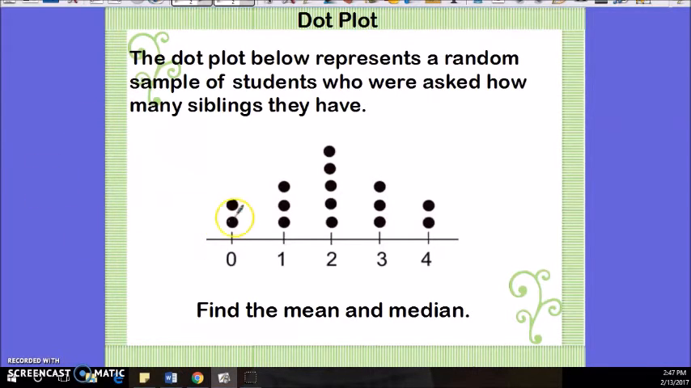Yes. So for this one, 2 people answered 0, so that's 0 and 0. 3 people answered 1, so it's 1, 1, 1. 1, 2, 3, 4, 5 answered 2, so that's 5 2s. And then 3 3s and 2 4s. Now look at the surveys we did around the room. What were those? Dot plots. So now take this and find the mean and the median.